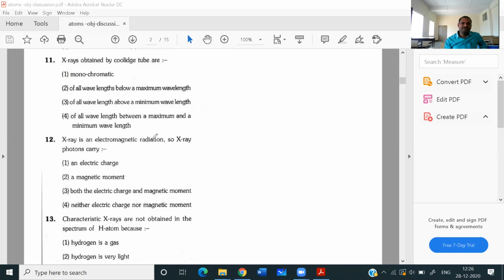Next, question number 12. X-ray is an electromagnetic radiation. Because it is electromagnetic radiation, X-ray photons neither carry electric charge nor magnetic moment, we can say. So photons carry electric charge, wrong. Magnetic moment, wrong. Both electric charge and magnetic moment, no, they don't carry. Yes, option 4 they have given: they neither carry electric charge nor magnetic moment. Option 4 is the right answer. Okay, next.